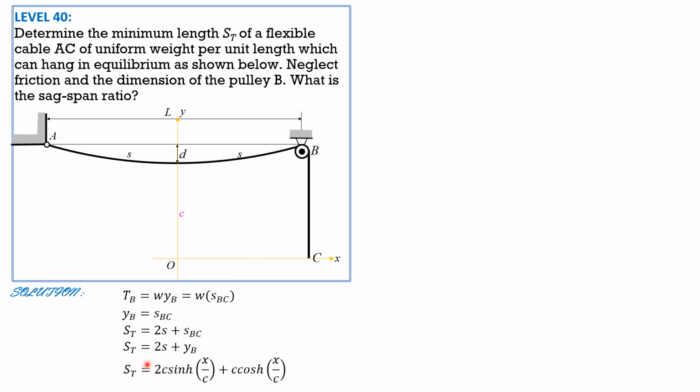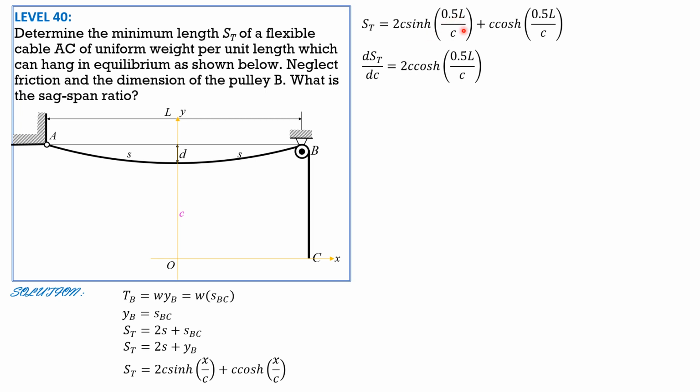So minimizing ST with respect to C and replacing X by 0.5 L, S total is 2C sine hyperbolic of 0.5 L over C plus C cosine hyperbolic of 0.5 L over C. So differentiating this, minimizing ST with respect to C, we have dST with respect to C is 2C cosine hyperbolic of 0.5 L over C times negative 0.5 L over C squared. That's the derivative of 0.5 L over C. Plus sine hyperbolic of 0.5 L over C, derivative of 2C is 2.